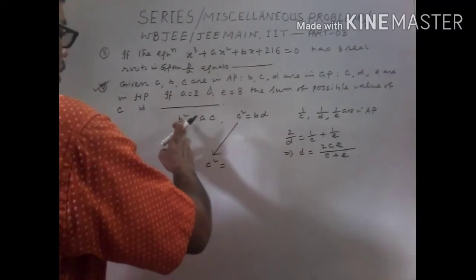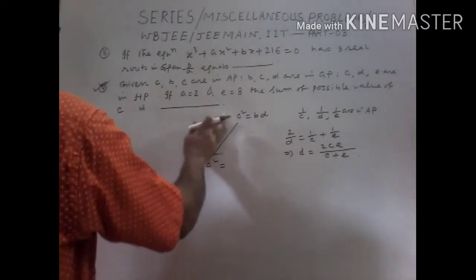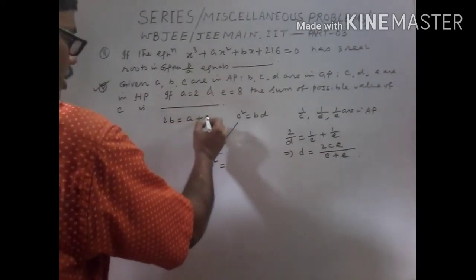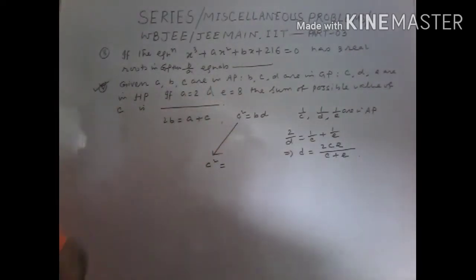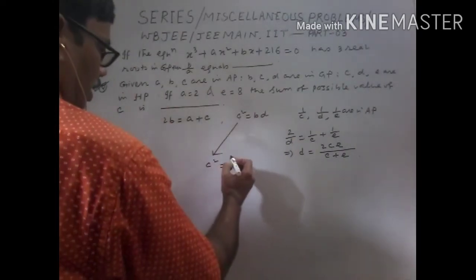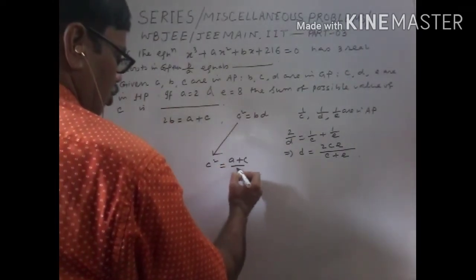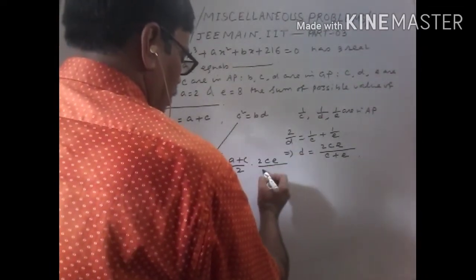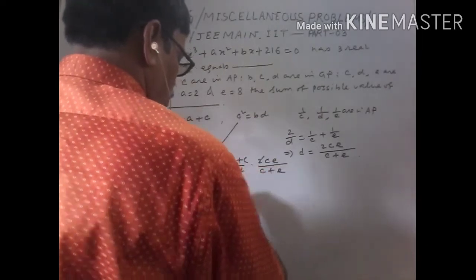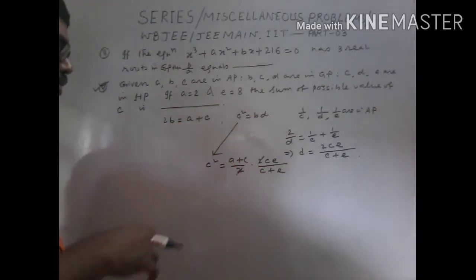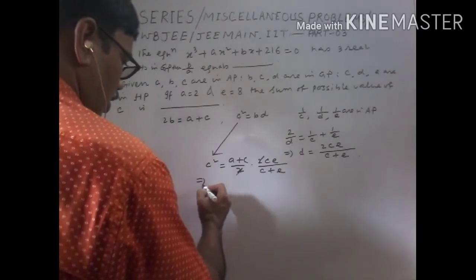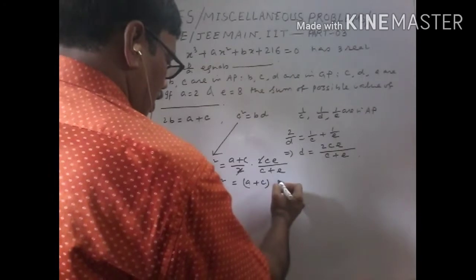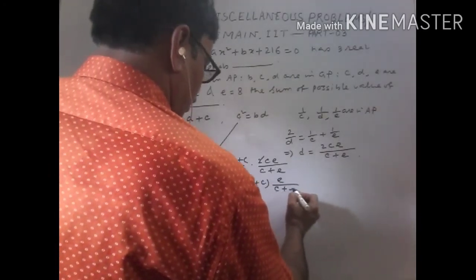Sorry, ABC are in AP. So 2B equals A plus C. So C square equals B times D. B is A plus C by 2. And what is D? 2CE by C plus E. So 2 cancels, and 1 C also cancels out. So C square equals A plus C into E by C plus E.